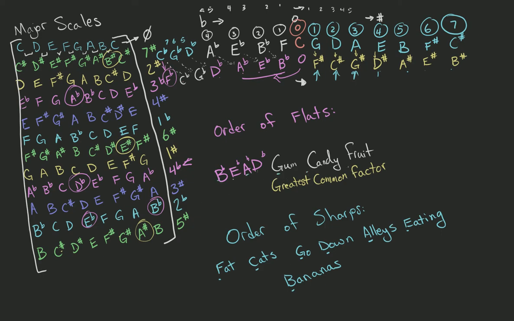The interesting thing about this, the last part about this is, watch this. This is B, E, A, D, G, C, F. This is B, E, A, D, G, C, F in reverse order. So B, E, A, D, G, C, F, or you can go F, C, G, D, A, E, B. Fat cats go down alleys eating bananas.